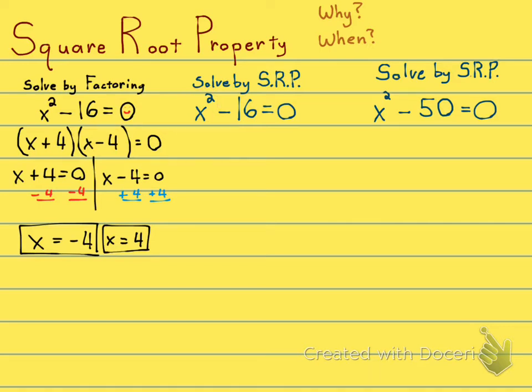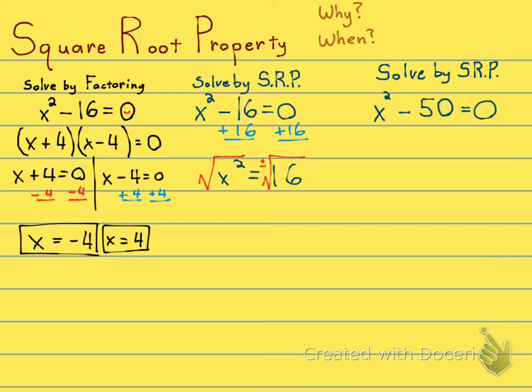And in order to get the square by itself, we need to add the 16 to both sides. And now, x squared on the left equals 16. So once you have the square by itself, what you can do is take the square root of both sides, plus or minus. Because when you take the square root of both sides, you have to make sure that you're taking the positive and the negative parts of that square root.